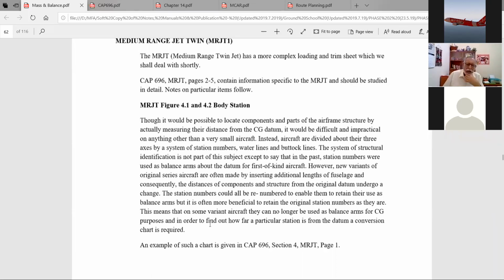And in order to find out how far the particular station is from the datum, a conversion chart is required. So in order to use the station arms all throughout as balance arm, which is very, very convenient, we know that we have to calculate the centroid, center position, whatever portion may be we are setting the center of gravity, and therefore a conversion factor is used.